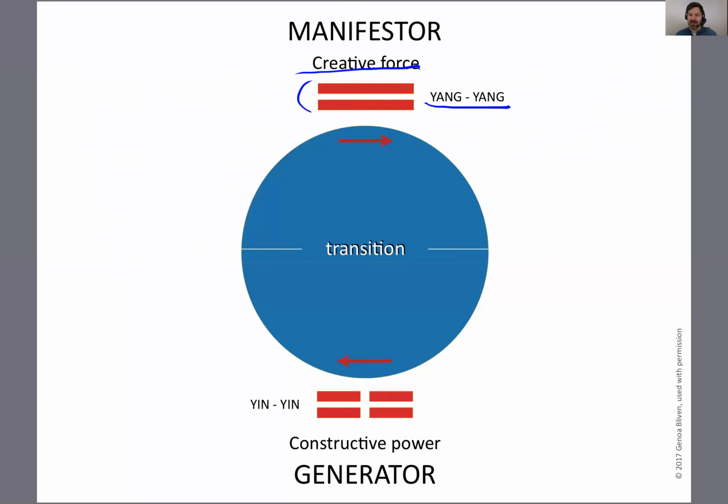And so this diagram of two yang lines is associated with the manifestor force on one hand, and the diagram of two yin lines is associated with the generator, with this constructive power, where generators are people that are here to build something, that generators are the builders of the world. These are the people that have access to the sacral energy, which is the life's energy, which is the sexual energy, which is the energy of the planet Earth.